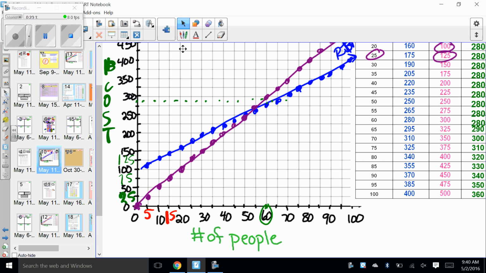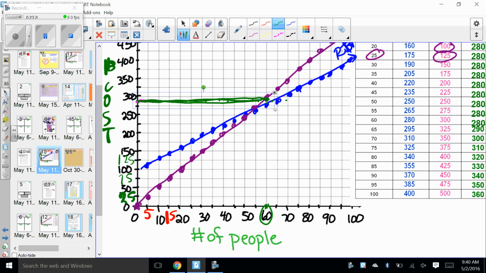So the beauty of this one is we're going to be able to draw a nice straight line there all the way at $280. So there's no change in cost for all these people. But once we hit 60, things start to change. So once we get to 65 people, we saw 65 people is $290 because we're going to pay $2 for each additional person. So another 5 people, $2 a piece is $290.